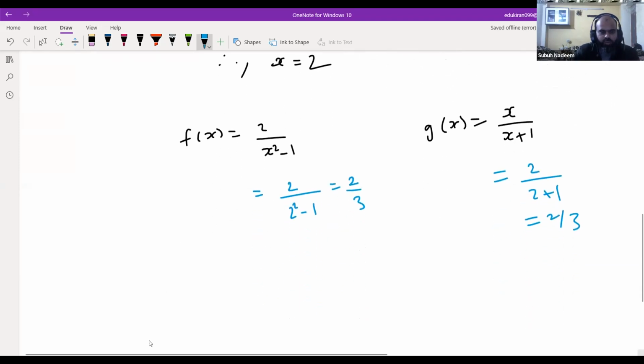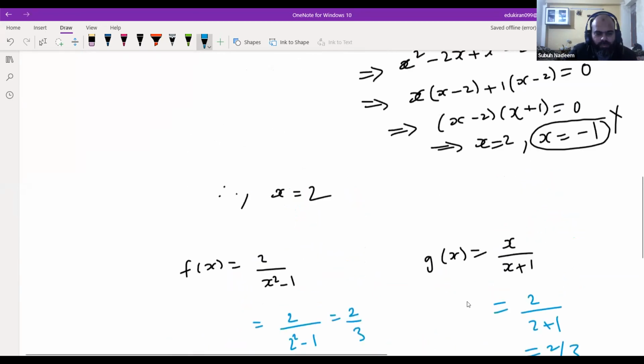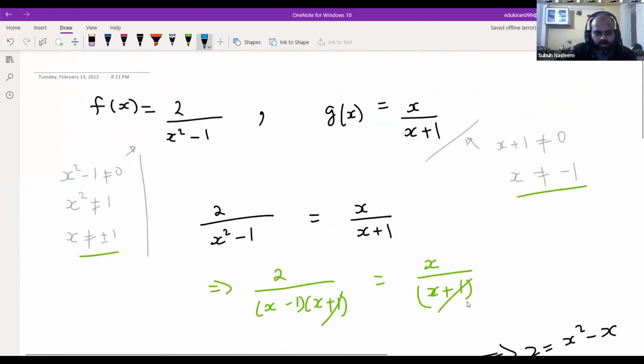So the point of intersection, when you write it, is x coordinate is 2 and y coordinate is 2 by 3. This will be your answer. Is it okay? Yes, sir. You can start writing from here.